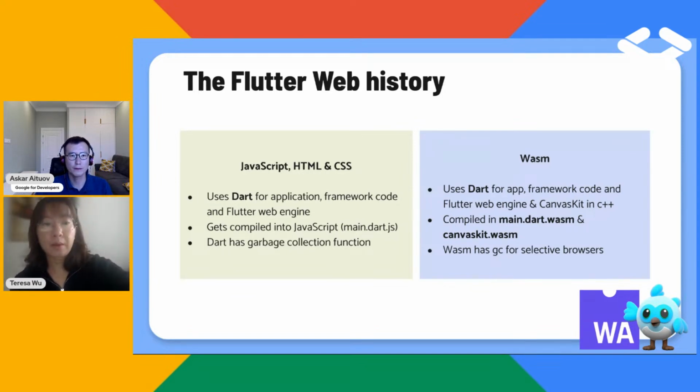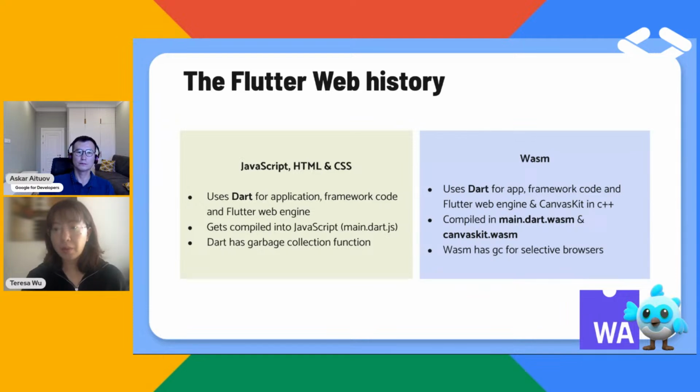Now, using WASM for Flutter. Again, we still use Dart for the app framework and the Flutter web engine, and JavaScript and C++. But the difference here is everything is compiled into Dart WASM instead of Dart.js. And WASM now has garbage collection functions for a few selective browsers.